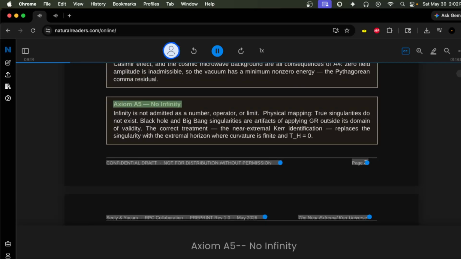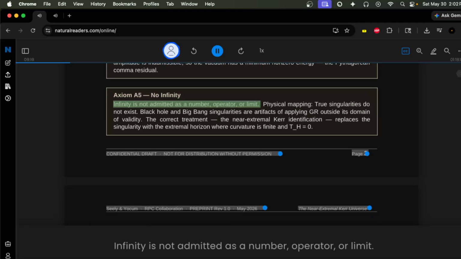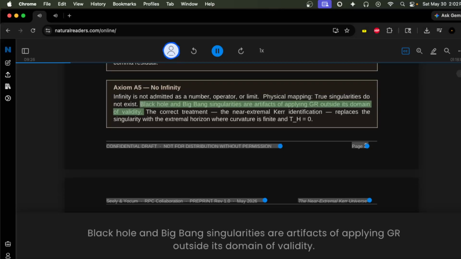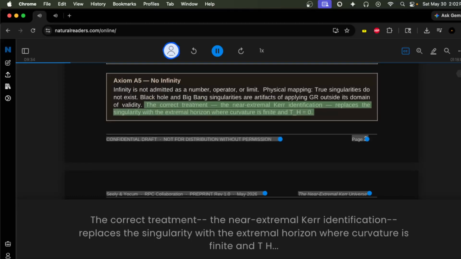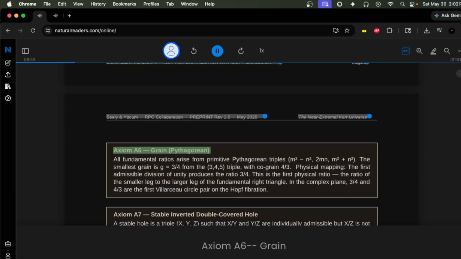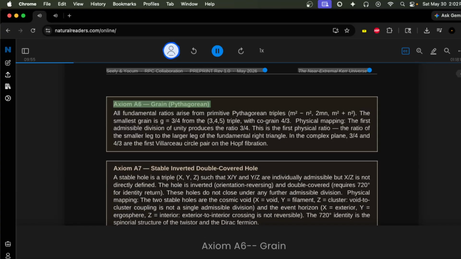Axiom A5, no infinity. Infinity is not admitted as a number, operator, or limit. Physical mapping. True singularities do not exist. Black hole and Big Bang singularities are artifacts of applying GR outside its domain of validity. The correct treatment, the near-extremal Kerr identification, replaces the singularity with the extremal horizon where curvature is finite and T equals 0.